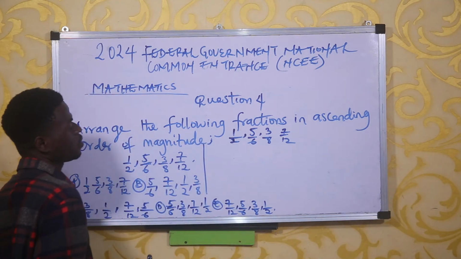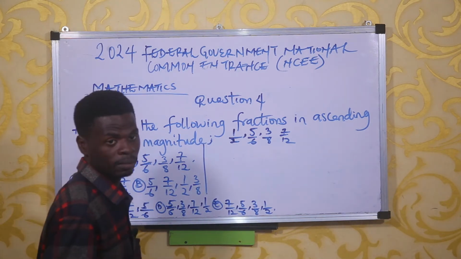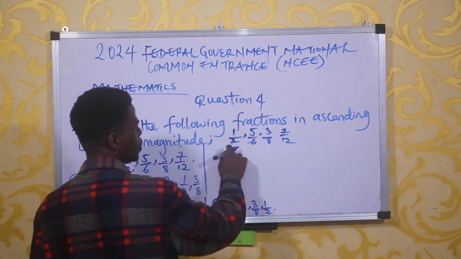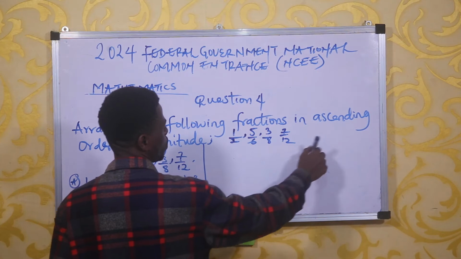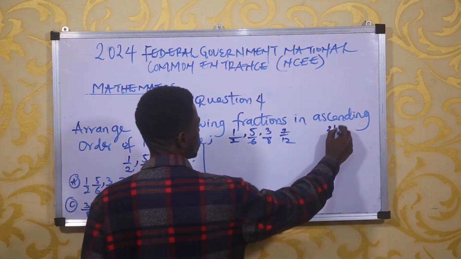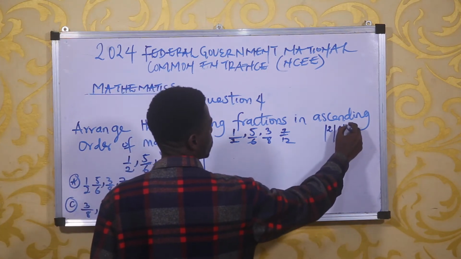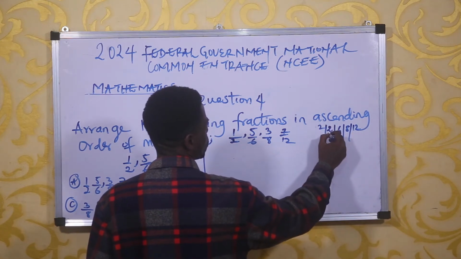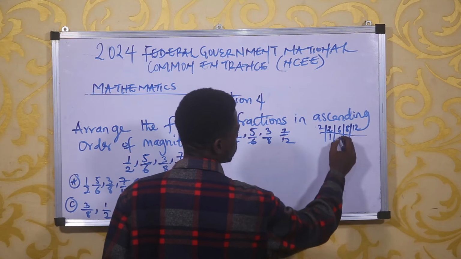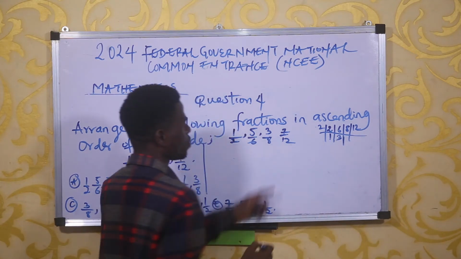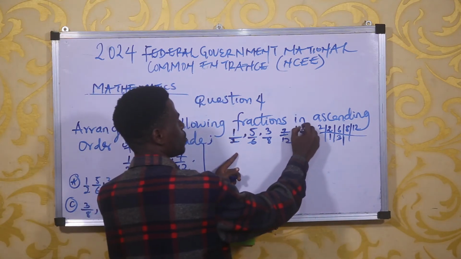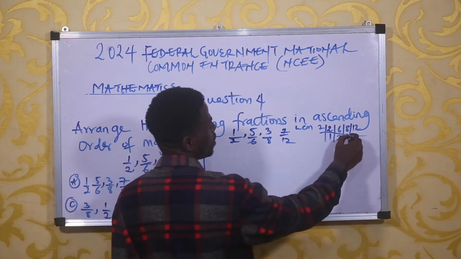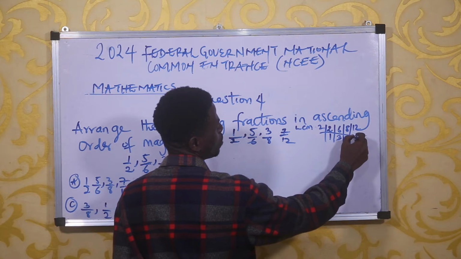So in this case, first of all, we find the LCM of the following denominators, which are 2, 6, 8, 12. If you look at that, 2 in 2 gives us 1. Take note of that. 2 in 6 gives us 3. Then 2 in 8 is 4, and 2 in 12 is 6.